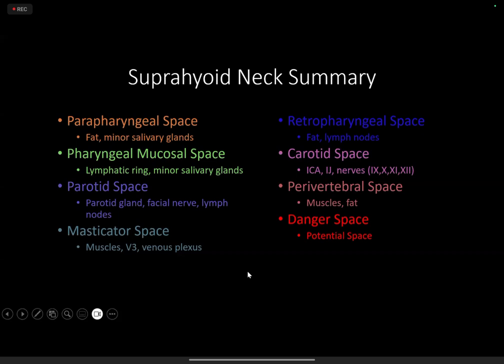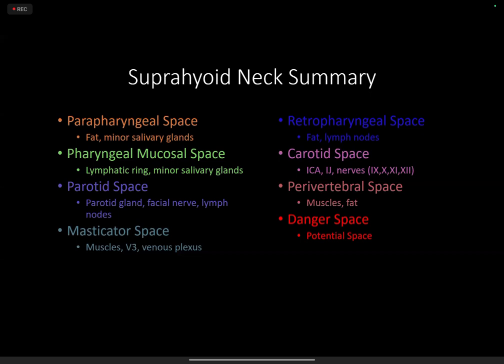All right, so here's a summary of the suprahyoid neck. We looked at a lot of anatomical spaces and a lot of anatomy, but hopefully we were able to distill it out. So key here is to identify the space in which the lesion occurs in, and then think about the anatomy that's within the space. And then you can narrow your differential and usually come up with the correct diagnosis, or maybe get one or two entities on your differential. So remember that the parapharyngeal space contains fat and minor salivary glands. So think about lipomas, liposarcomas, and minor salivary gland tumors, such as your pleomorphic adenoma.